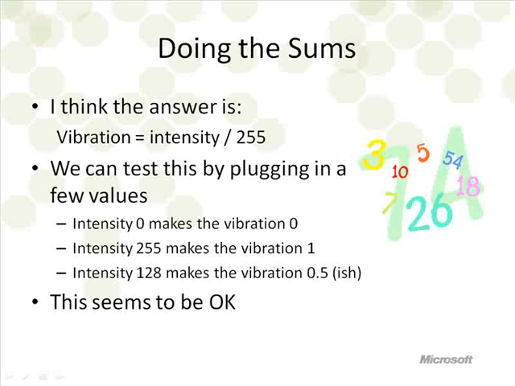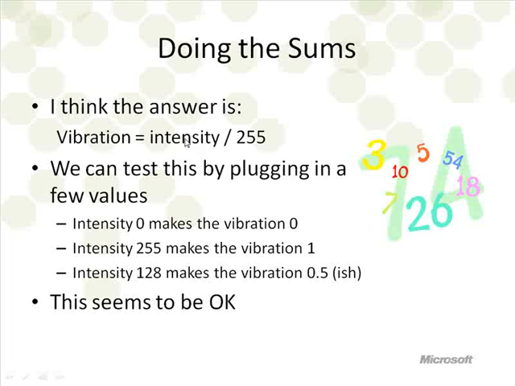Now whenever I make an equation like this, I actually test it by plugging some values in and looking at what numbers come out. So if we have intensity set to 0, 0 over 255 is nothing. We get a vibration of 0. I quite like that. Make it 255, and 255 divided by 255 goes precisely once. So that gives me my 1. And if I feed in 128, then the fraction 128 over 255, twiddle it a bit to 100 over 200, and that makes it a half, which is 0.5. So these numbers seem to be alright.